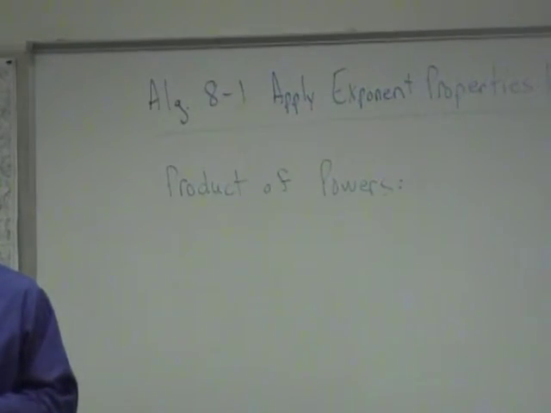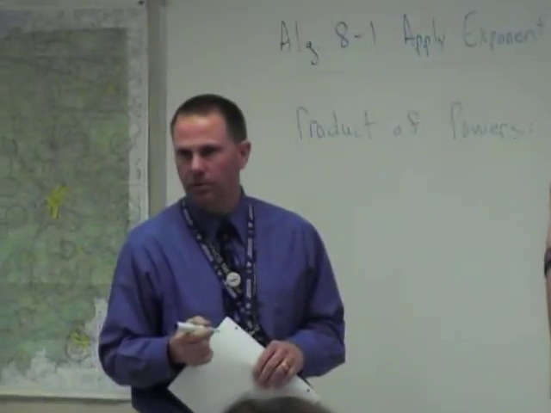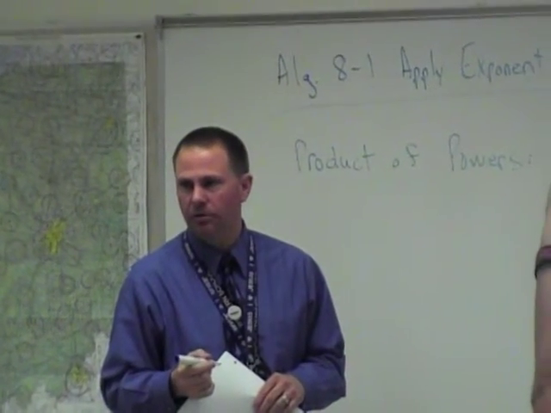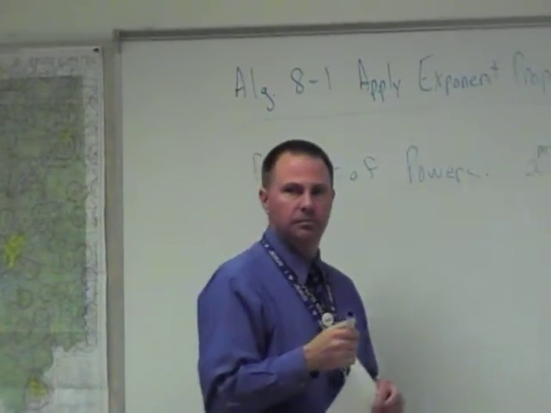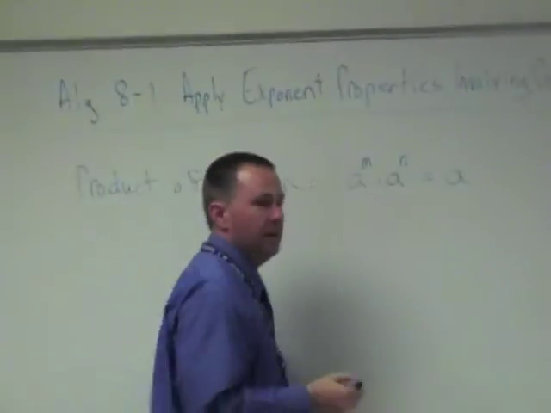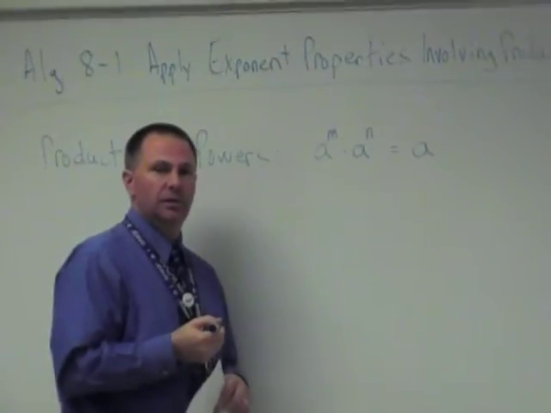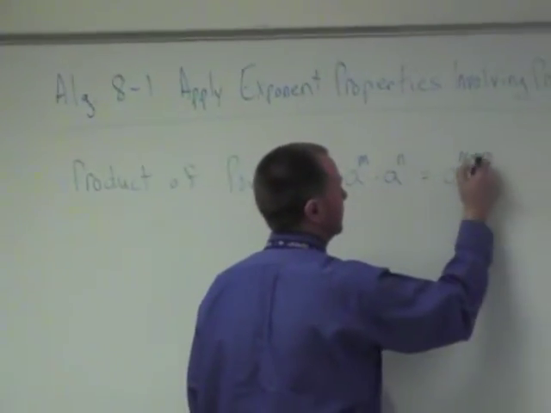Ready? Product of powers. Basically, if you have a base with an exponent and the same base with an exponent, what do you do with those exponents? You multiply them, or you add them together. The base stays the same. That doesn't change. And that becomes m plus n.